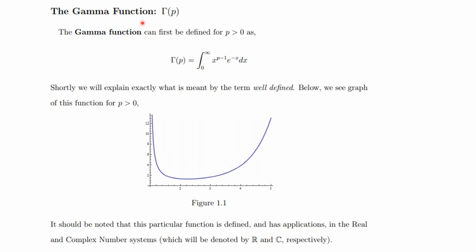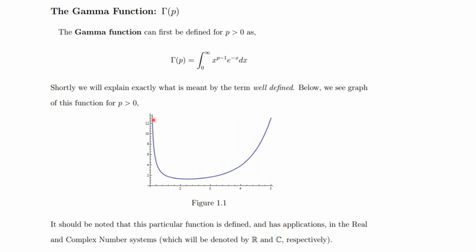So he defined the gamma function. This is a capital gamma. This is gamma of p. And for p greater than 0, it's defined to be gamma of p is equal to the improper integral from 0 to infinity of x to the p minus 1, times e to the minus x, integrated dx. So you see p is a parameter inside the integral.